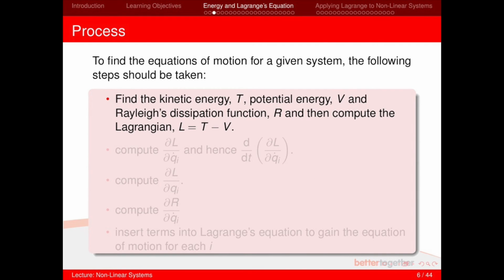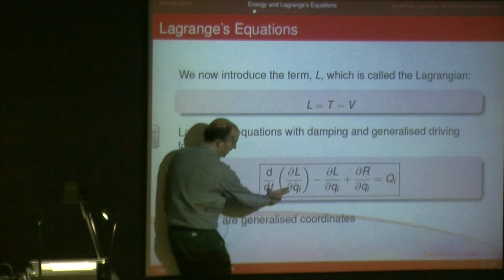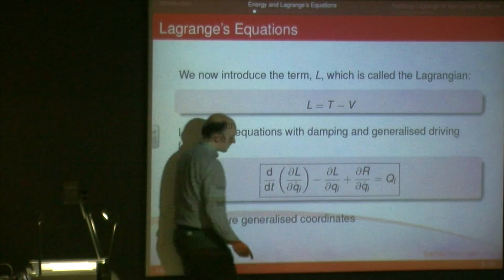So what's the process? Well, you find the kinetic energy and the potential energy and the dissipation function if there is a damper in the system, and then you compute L. So you take your equation for kinetic energy, you subtract the potential energy, and you get L. You then break Lagrange's equation down into steps. So you've got this step, this step, and this step.